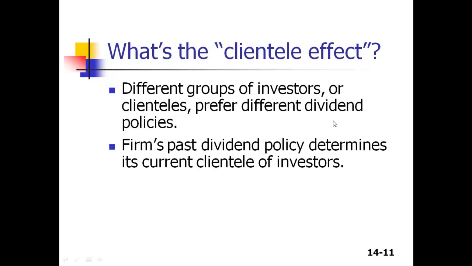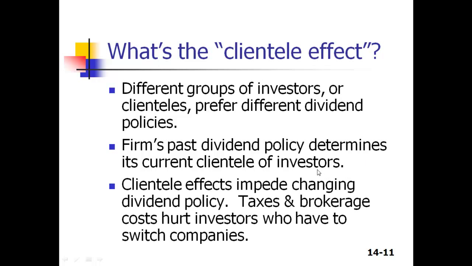Now take a company like 4G Fertilizer. Who are the sorts of people that typically invest in 4G Fertilizer stock? It's people who want the income, who want the dividend. So what is the 4G Fertilizer stock clientele? It is the people who want dividends. A firm's past dividend policy determines its current clientele. So given 4G Fertilizer's dividend policy, that is what determines the clientele that stock has.